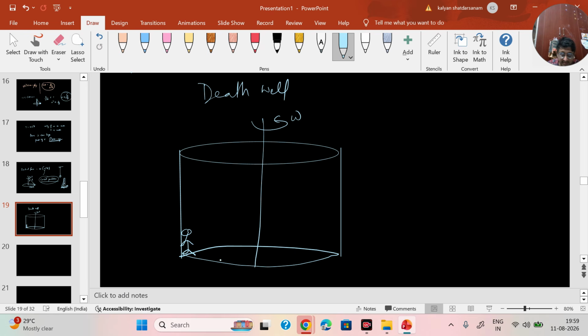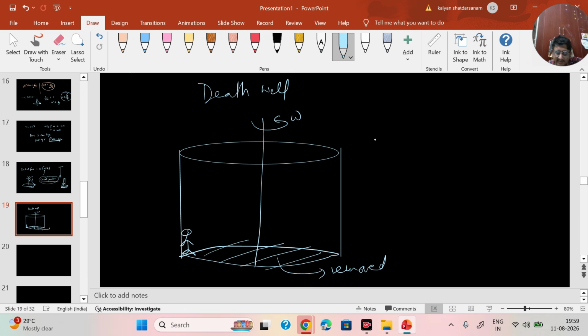Once you reach the necessary angular speed, the base of the cylinder is removed and you will just be sticking to the wall and hanging there. You won't fall down. Okay, after sufficient omega is reached, the base will be removed and you will just be hanging to the wall. Why are you hanging to the wall?